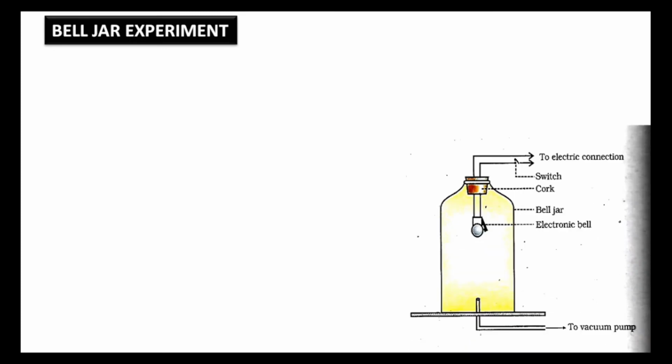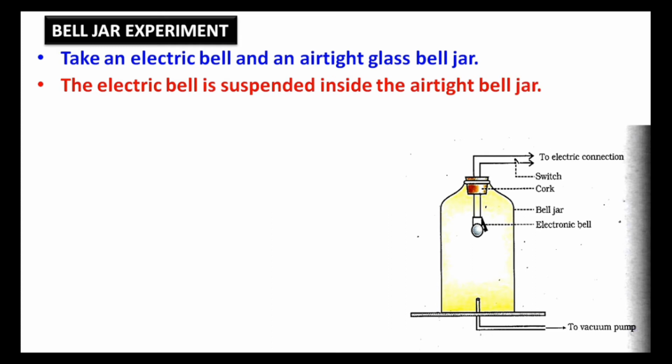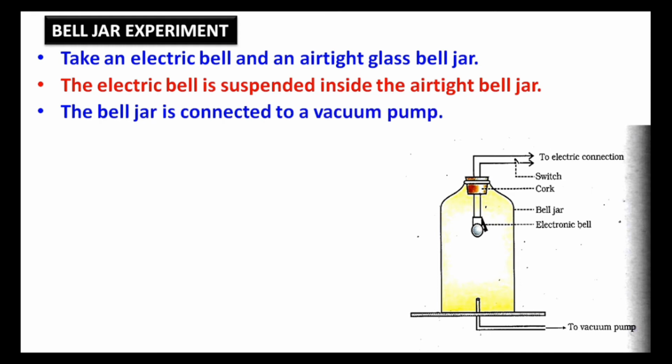Bell jar experiment. Take an electric bell and an airtight glass bell jar, as you can see in the figure. The electric bell is suspended inside the airtight bell jar. The bell jar is connected to a vacuum pump.